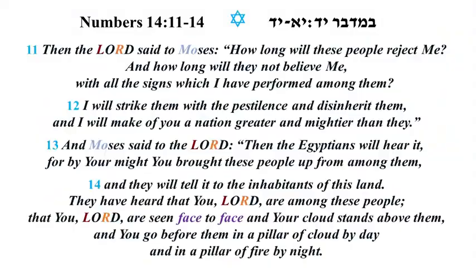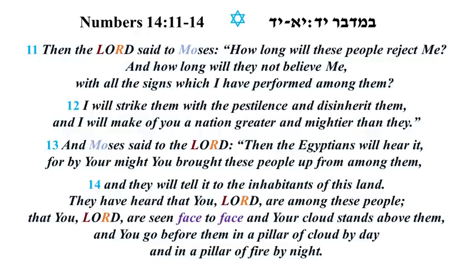Numbers 14, verse 11 through 14. Then Yahweh said to Moshe, how long will these people reject me, and how long will they not believe me, with all the signs which I have performed among them? I will strike them with the pestilence and disinherit them, and I will make of you a nation greater and mightier than they.